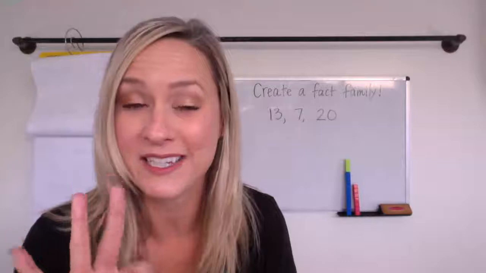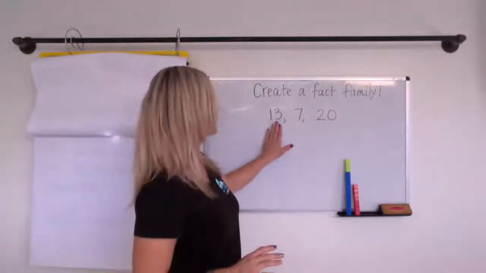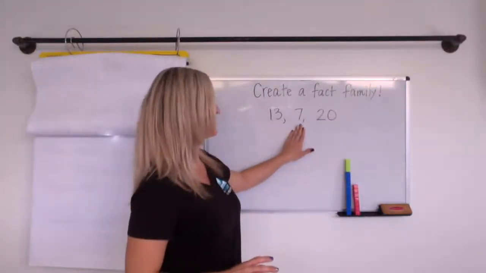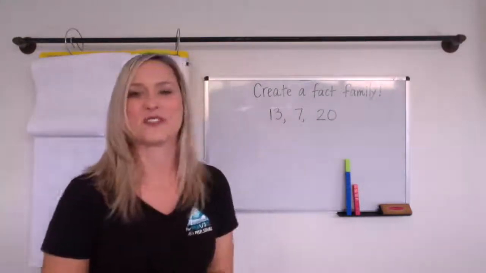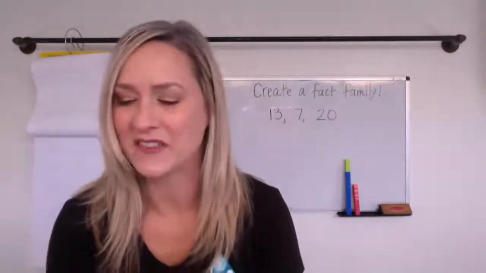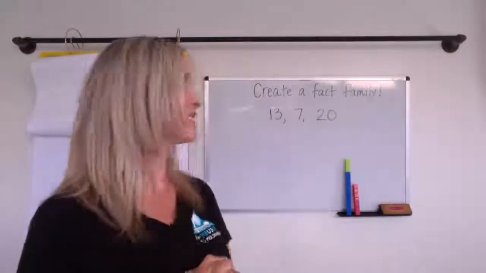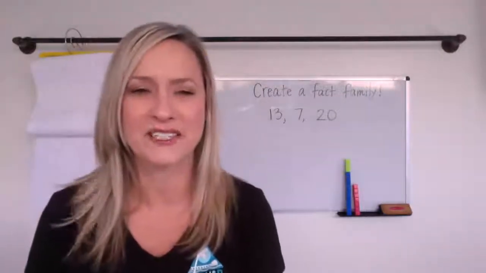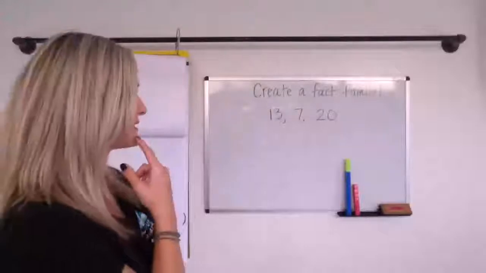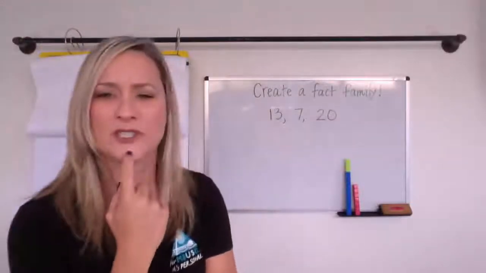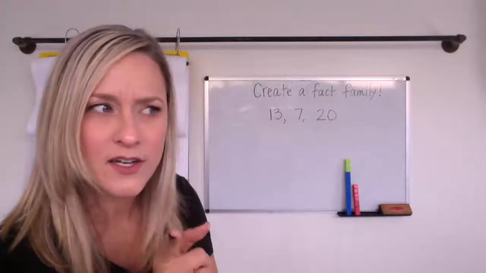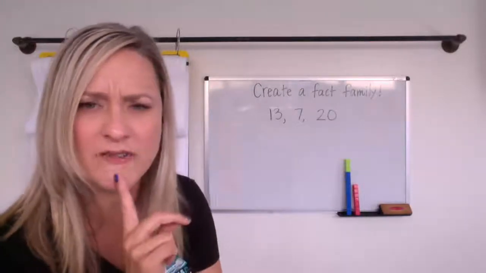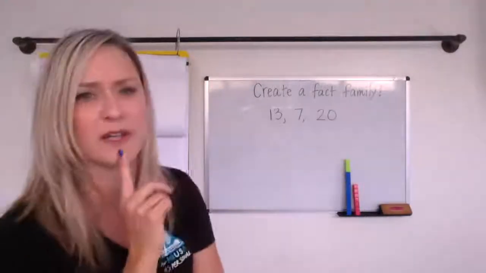So, I'm going to ask you if you could create a fact family if I gave you 3 numbers. So here are your numbers: 13, 7, and 20. So think about that. How could we arrange them into a fact family? I want you to hit pause. What are you thinking? And not only what are you thinking, what are the fact family number sentences that we could make? All right, hit pause.